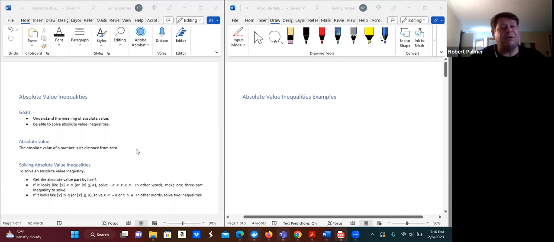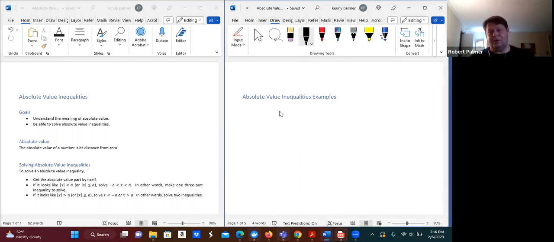So remember that the absolute value of a number is the distance from zero. So let's look at a quick example. All right. So remember, absolute value is written as two parallel lines like this. Let's think about the absolute value of the number 5.